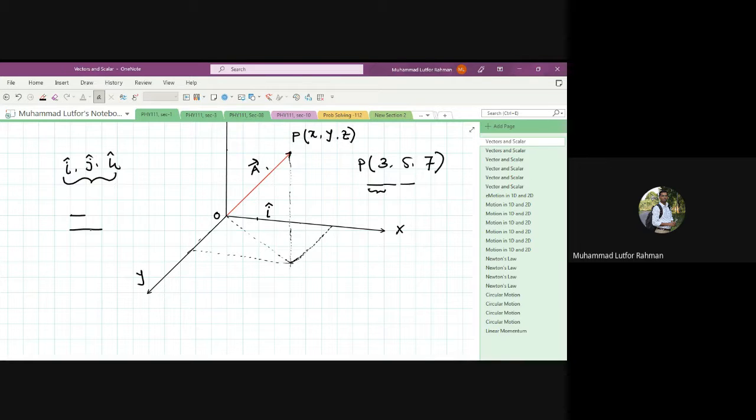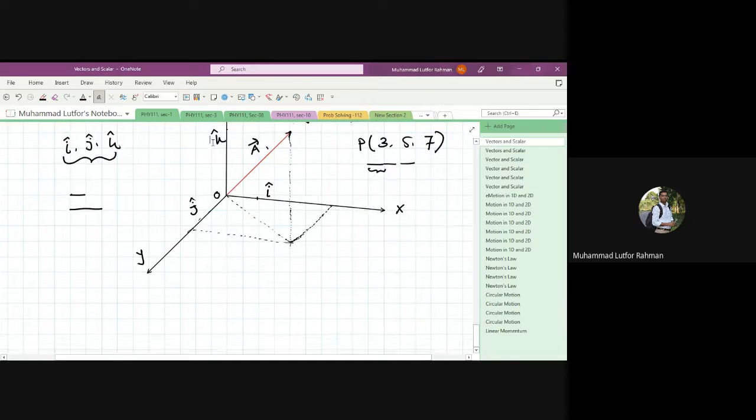For our convenience, we define the smallest box as 1 unit. That's why we say that the unitary vector must be 1, but sometimes it could be different. That's fine. In that way we have i, j, and k. These are basically the unit vectors in the x, y, and z axes.